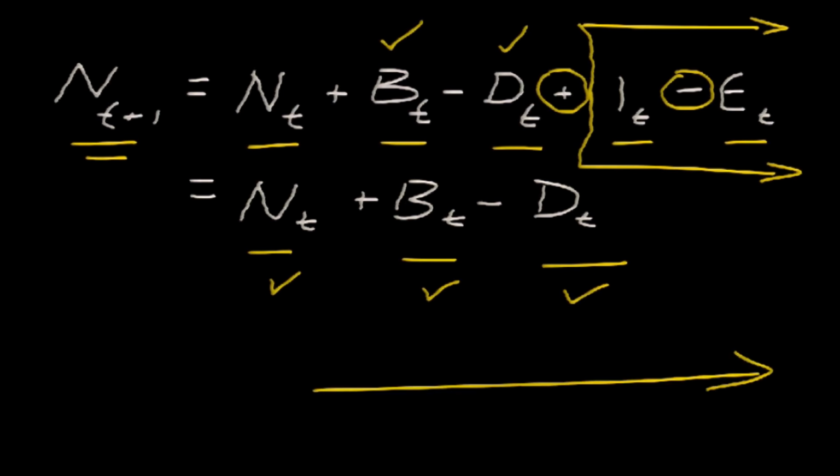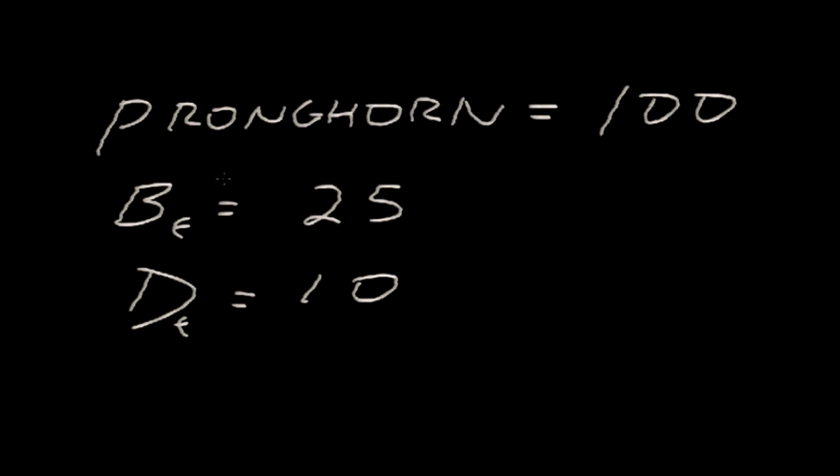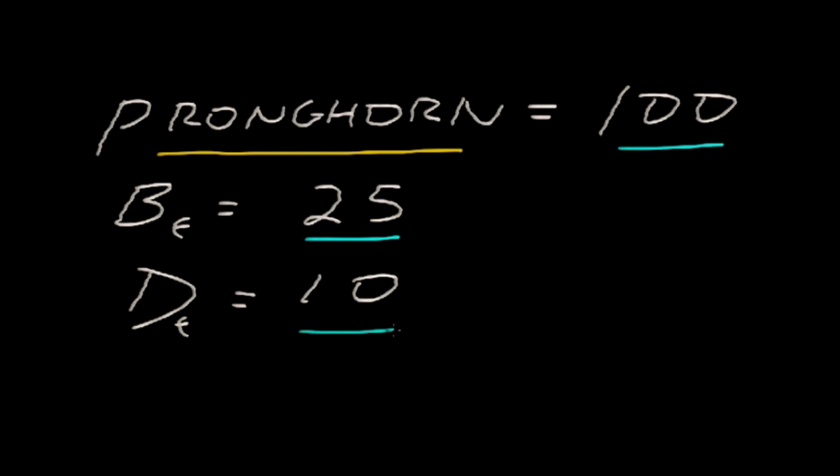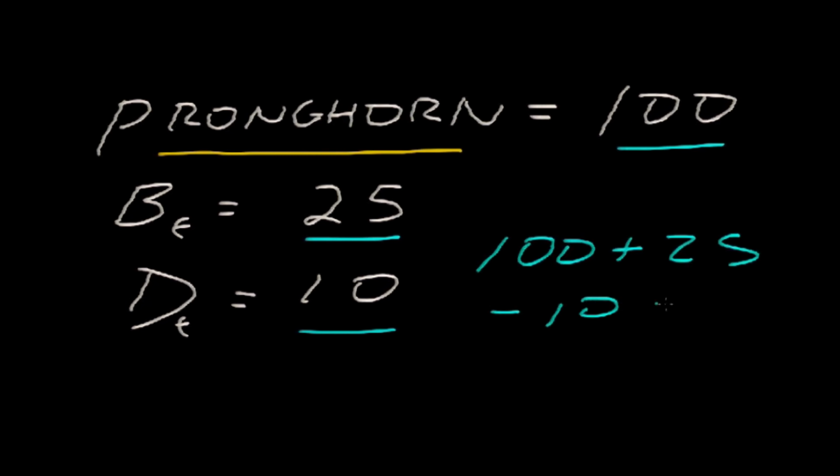So let's put a couple of numbers in there. If we're dealing with our pronghorn population that, let's say, is starting at 100 individuals, and in 1 year's time we have 25 individuals that are born and 10 individuals that die, we have what? We have 100 plus 25 minus 10, which, if I've done the math correctly, is 115 individuals.